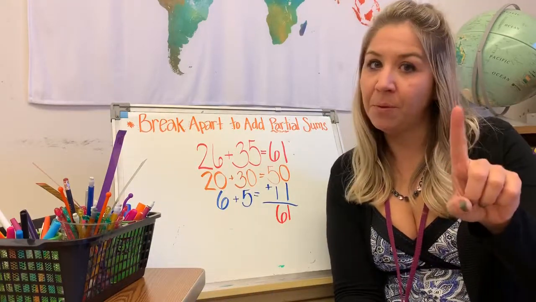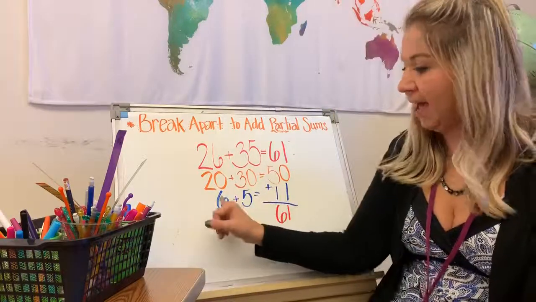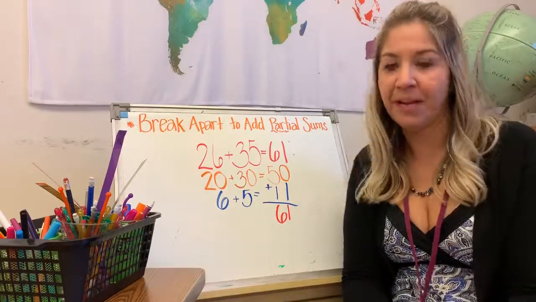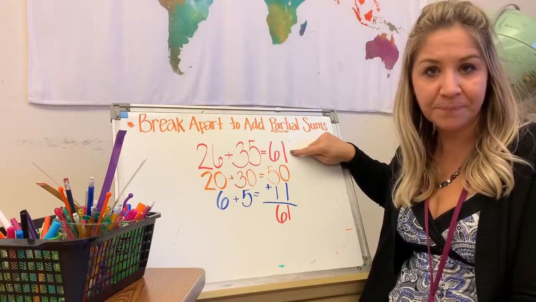So, step 1, add the 10s. Step 2, add the 1s. Step 3, add them together to find your final sum.